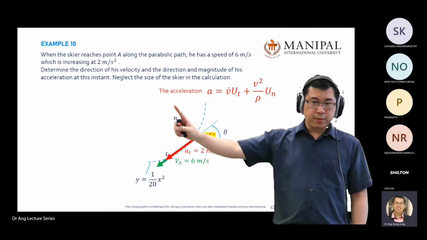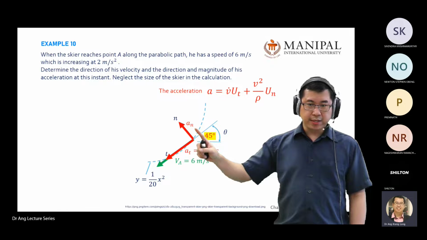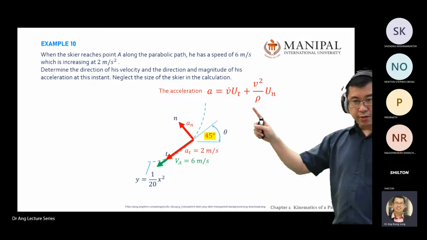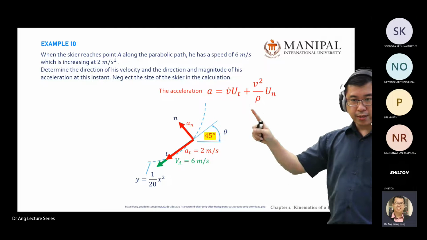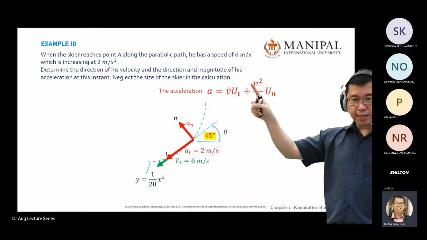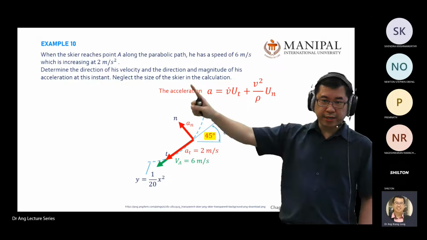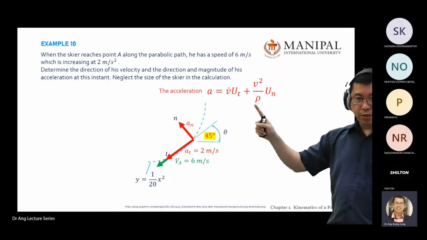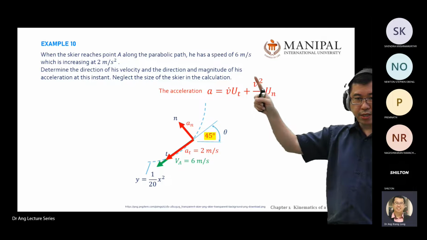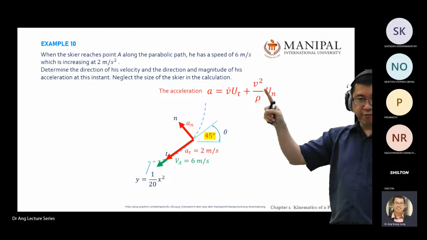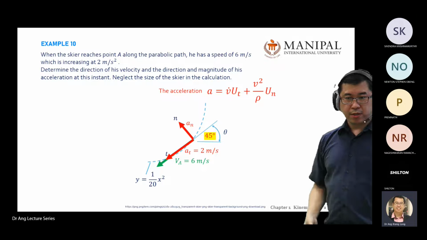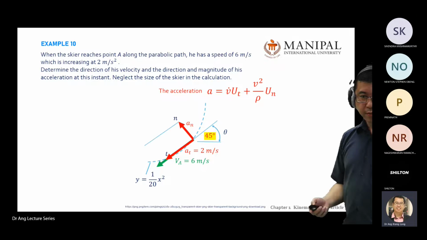And your normal direction you label as A sub n. What is your A sub n? We did this one. A sub n, this is a magnitude, this is the direction. U_n is a direction in n direction. So you need to find what this is: V squared divided by rho. So you have all the equations you need.